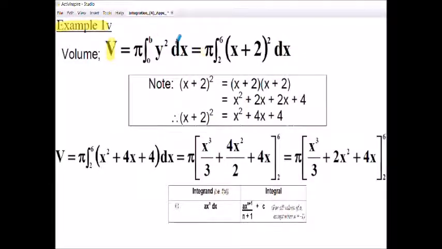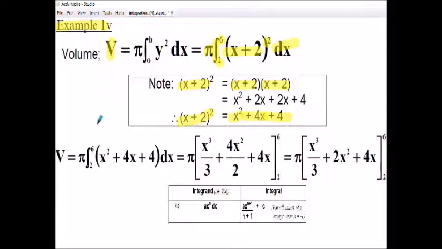So the volume of this particular shape is pi times the integral of (x plus 2) all squared with respect to x between our limits of 2 and 6. Now don't forget we have to square the bracket. The (x plus 2) all squared must be squared before we do any integration. That's a binomial bracket, so that's (x plus 2) times (x plus 2). When we square it, we get x squared plus 4x plus 4.